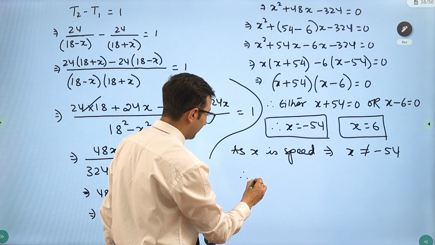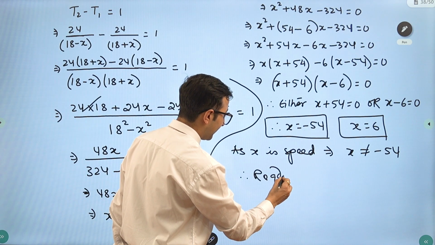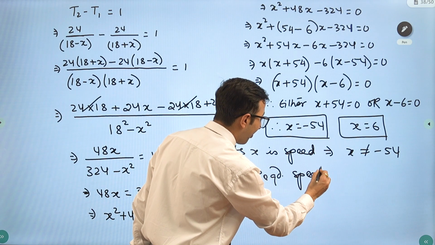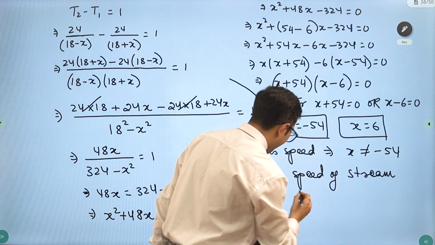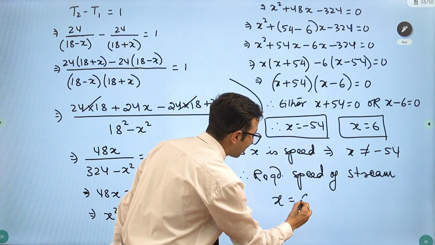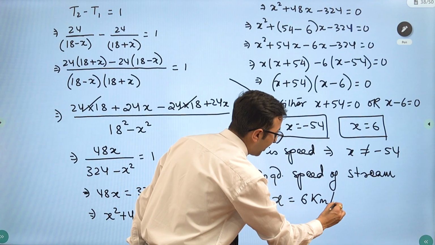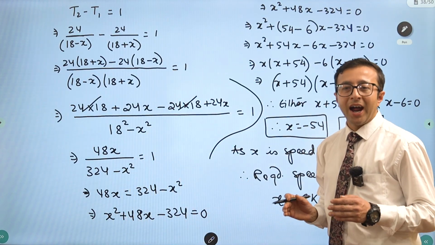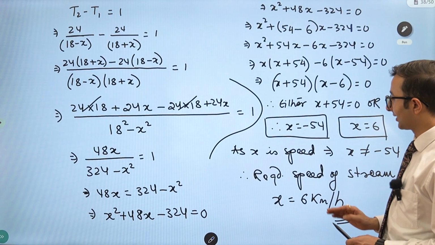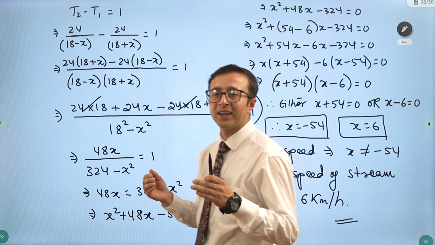Therefore, the required speed of stream x is equal to 6 kilometer per hour. So finally we reached the conclusion. So this is the solution, and this is the very easy method.